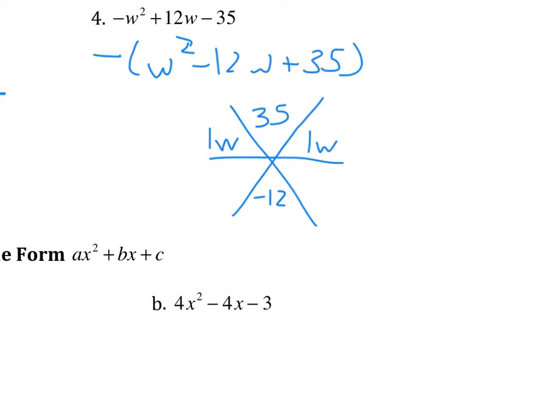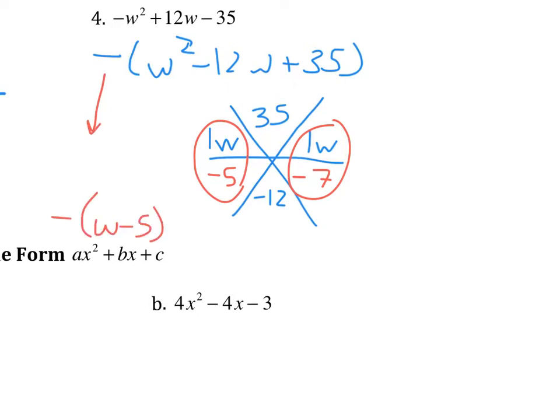So what two numbers multiply to a positive but add to a negative? They both have to be negative. And 5, 7. Negative 5 plus negative 7 is negative 12. So I'm going to bring down this negative. So I have the negative out there. And then w minus 5 and w minus 7.